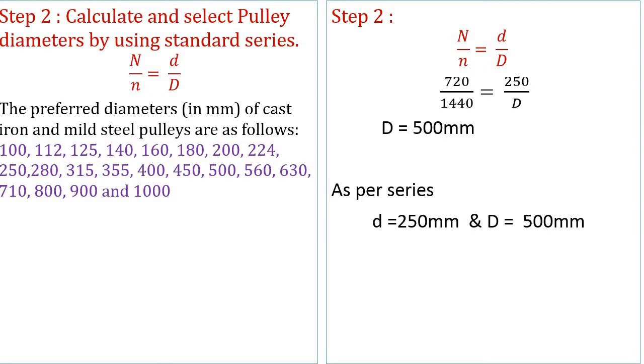As per the series we got the value of small d equal to 250 and capital D equal to 500 mm. But by calculation we got small d equal to 237.75 mm, but as per the series the nearest value to 237.75 is 250. So here we have selected d equal to 250 as per the preferred series.